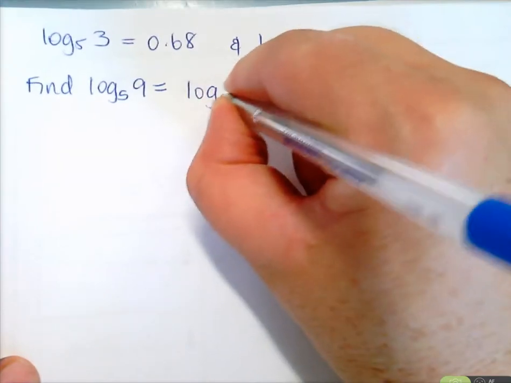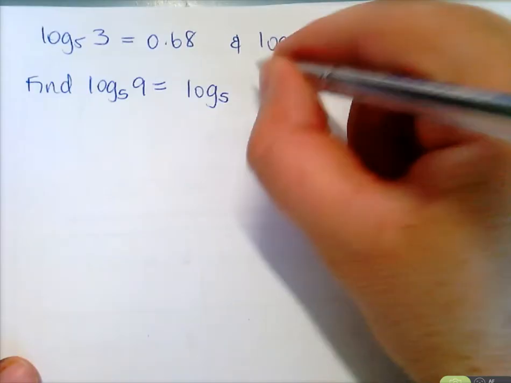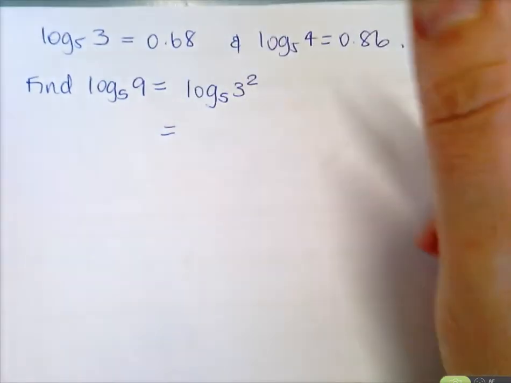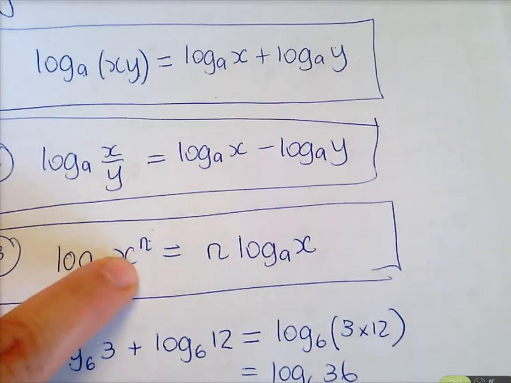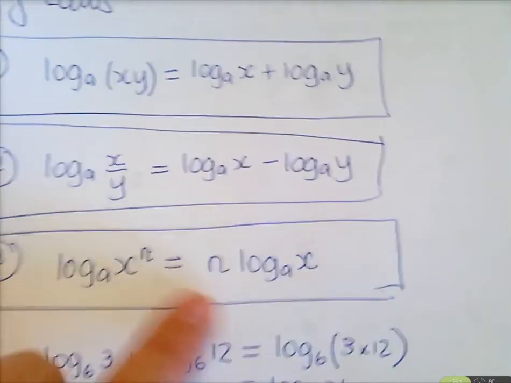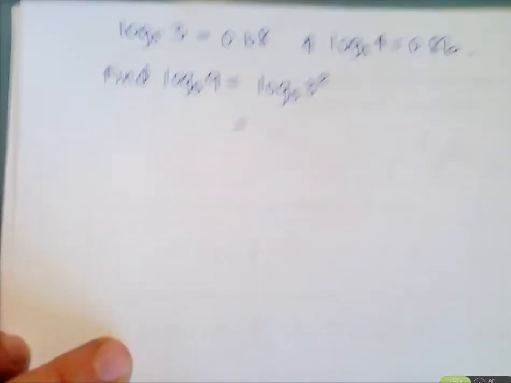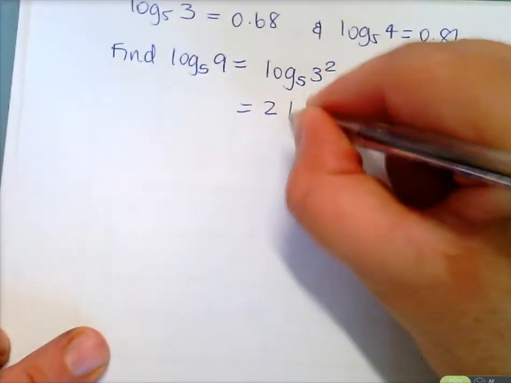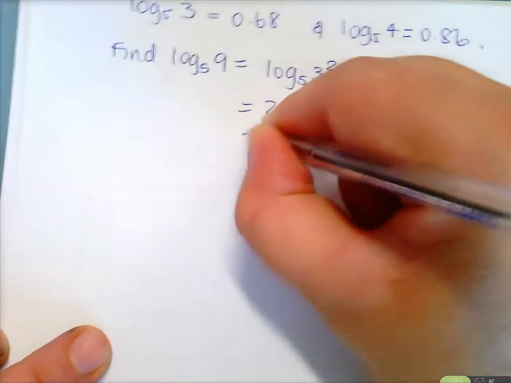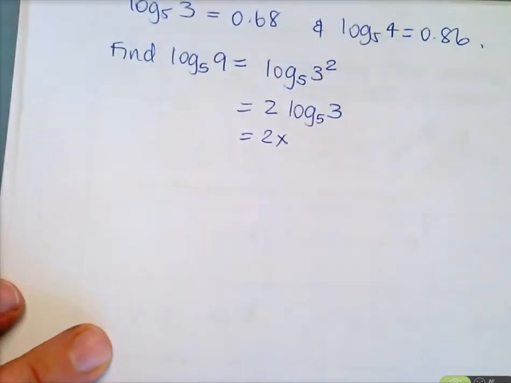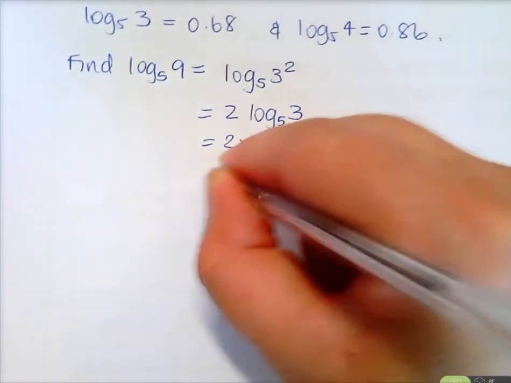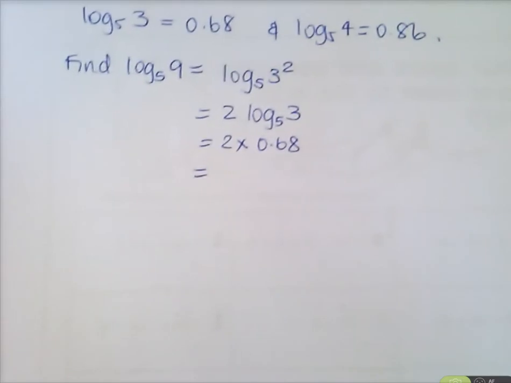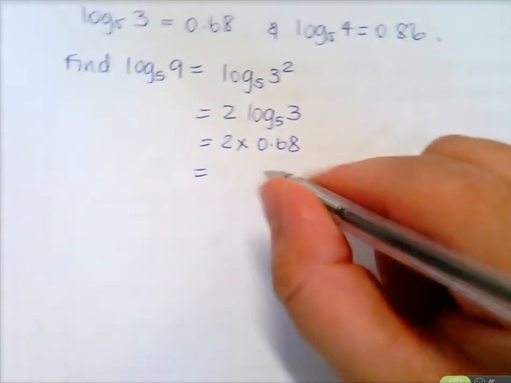How can you write 9 as 3 what? So, what's that rule? Log to the base a of x to the power of n, you bring the n to the front. It's n times log to the base a of x. So what do I do here? It's 2 times log to the base 5 of 3, which is 2 times 0.68. What's that? 1.36.